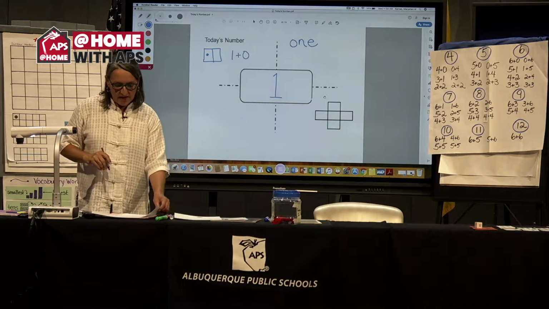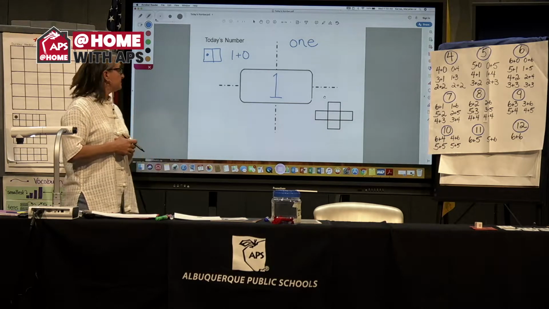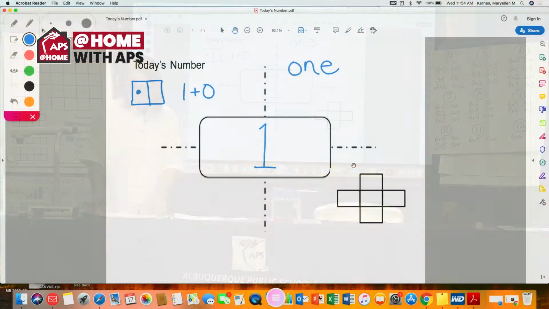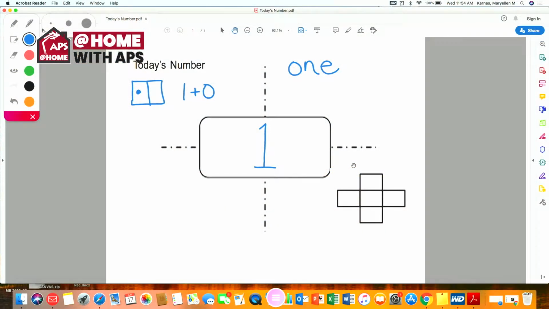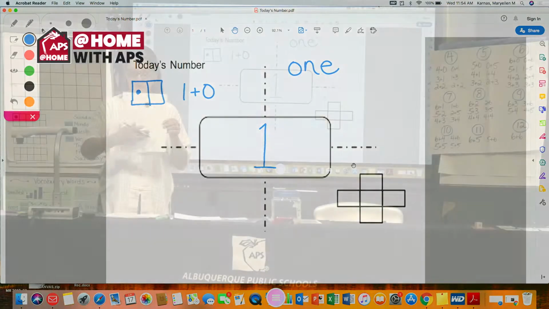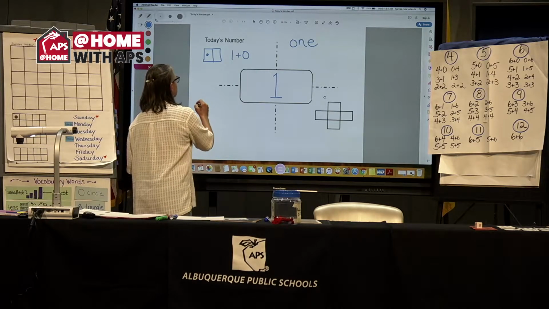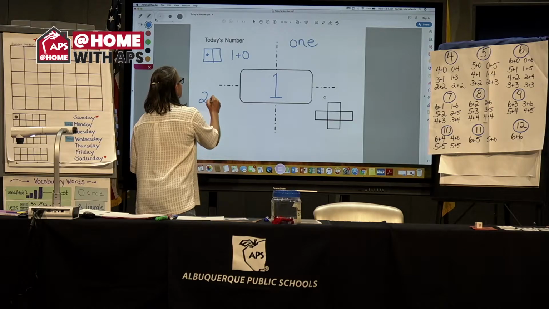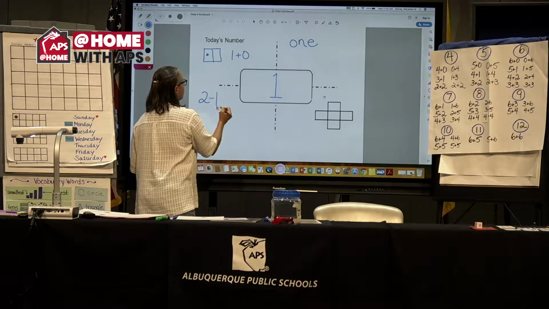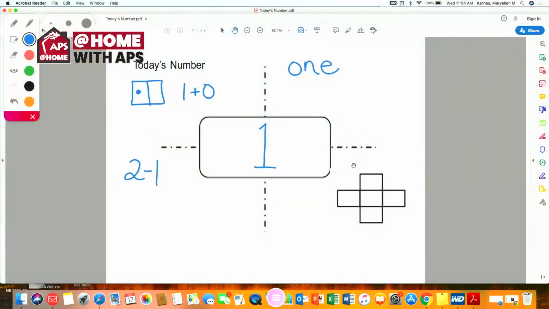What's another way that we could represent 1? What if we had a domino that looked like this? It has 2 dots, 1 plus 1. How would we change this to just 1? We'd take 1 dot away, right? So we could represent this with subtraction as 2 minus 1, right, will equal 1 for us.